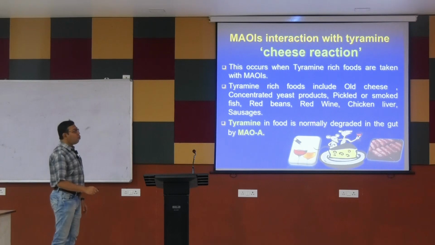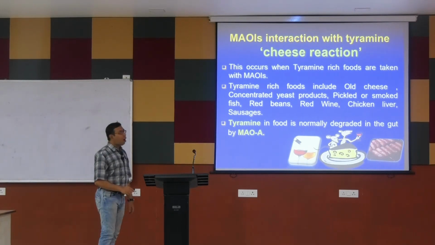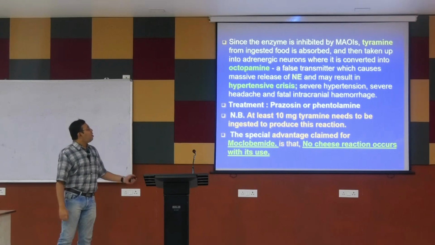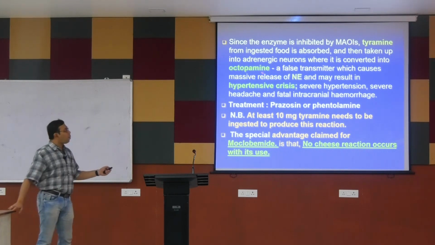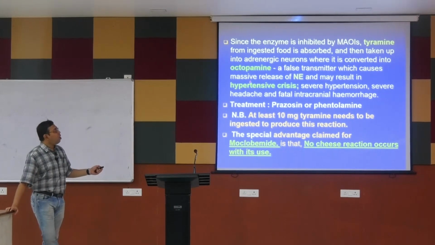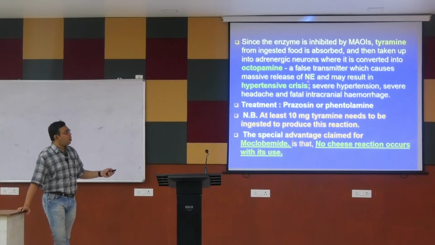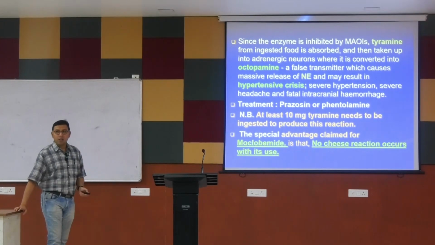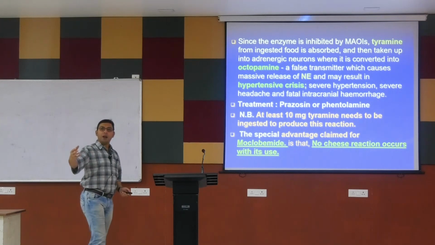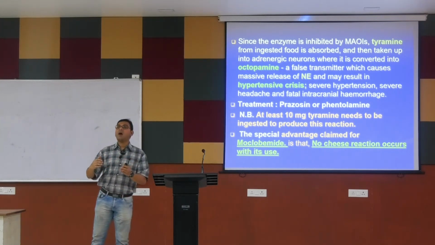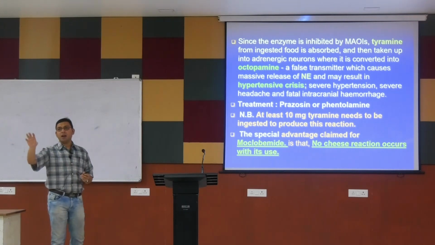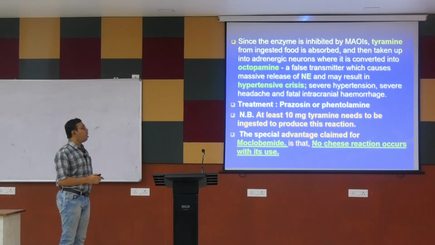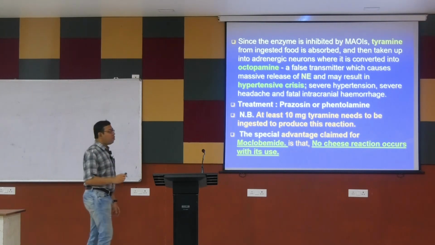So this tyramine in food is normally degraded in the gut by MAO-A, but with an MAO-A inhibitor, the tyramine from the ingested food is taken up and ultimately converted to octopamine. This octopamine is a false neurotransmitter which causes massive release of norepinephrine and may result in hypertensive crisis. Already they are increasing the norepinephrine. When these two are given, they give a synergistic effect, and there is sudden release of more norepinephrine in the synaptic cleft that leads to a sudden rise of blood pressure, and that leads to stroke or other severe complications.